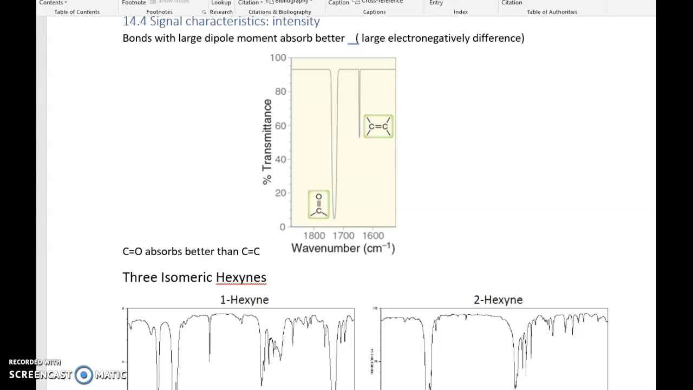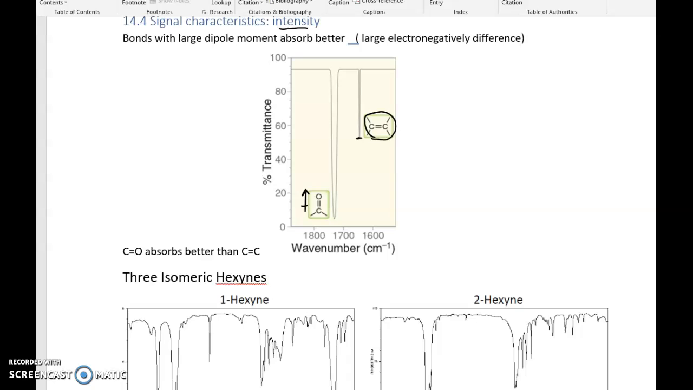In the last video, we looked at where we can find absorption peaks, like what number we expect them to be at. In this video, we're going to be looking at the intensity of the peaks. So bonds with large dipole moments absorb better. So here we have a carbon-carbon double bond. There's no dipole here, and so we get a fairly small absorption peak for it. Here is our carbon-oxygen double bond, and there is a strong dipole here, and so we get a strong absorption.